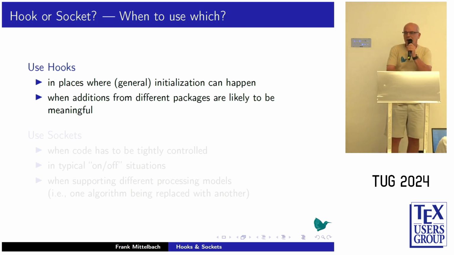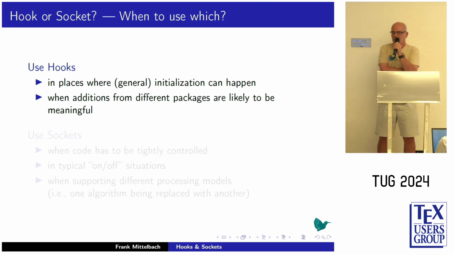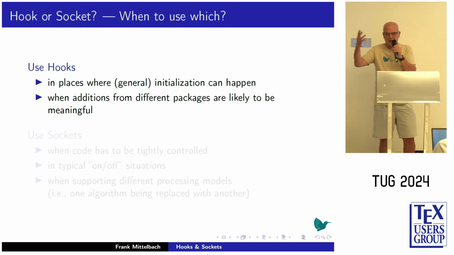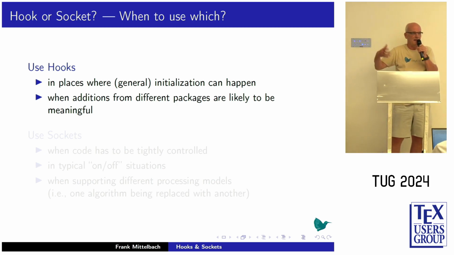Question: why and when do you use hooks? When do you use sockets? Basically, hooks are intended for things where you have a place where general configuration can happen, and you expect that different configurations make sense at this place in parallel. That's the idea. As I said, if you think about the model of something like begin document, at begin document, you have certain finalizations happening, and that can happen several times for several different things.